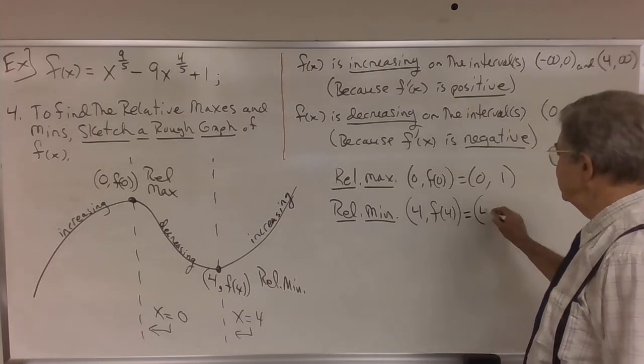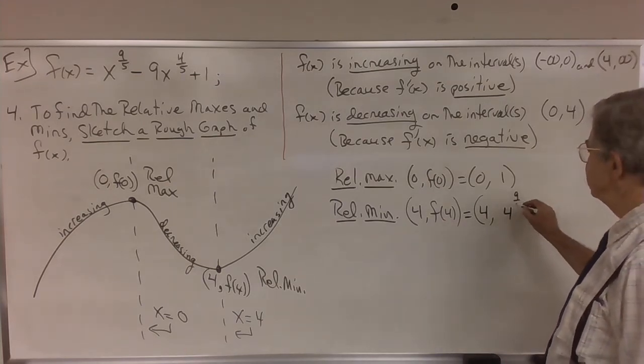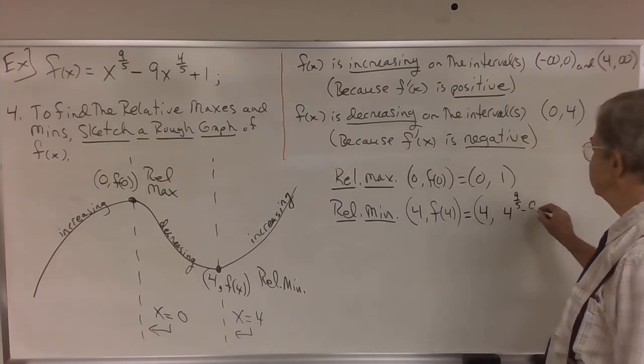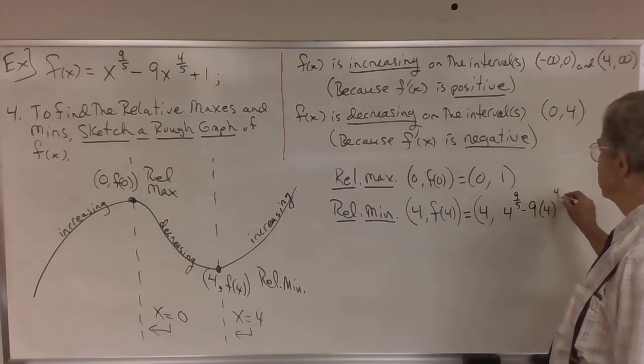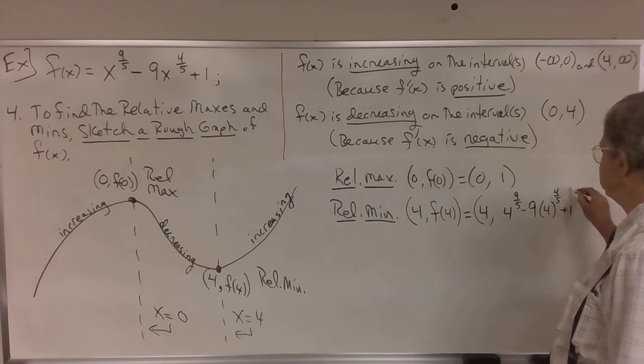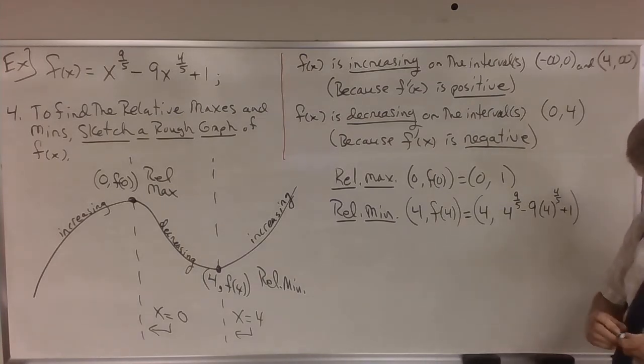So let's see, x equals 4, and f of x equals 4 to the 9/5 minus 9 times 4 to the 4/5 plus 1. This is f of x, and this is the best that we can do.